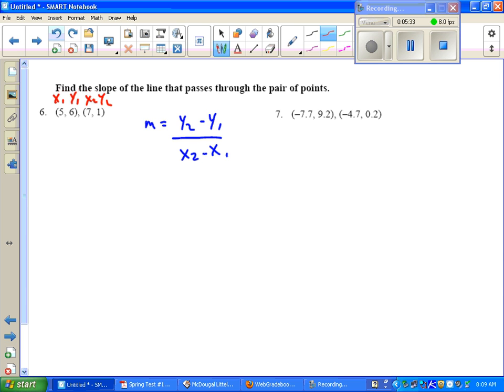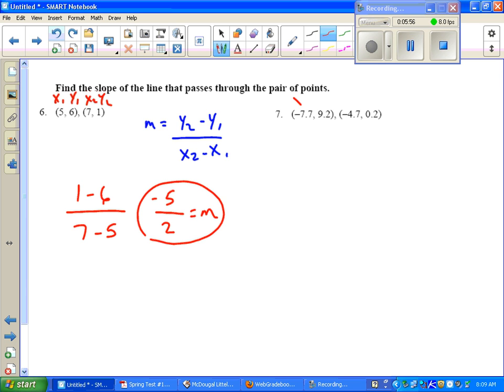Y sub 2's value is 1 minus y sub 1, which is 6, over x sub 2, which is 7, minus x sub 1, which is 5. 1 minus 6 will be negative 5 over 7 minus 5 will be 2. So for your slope, there's no number that goes into both 5 and 2. Your slope will be negative 5 over 2 in simplified form for number 6. Use the same formula for number 7.